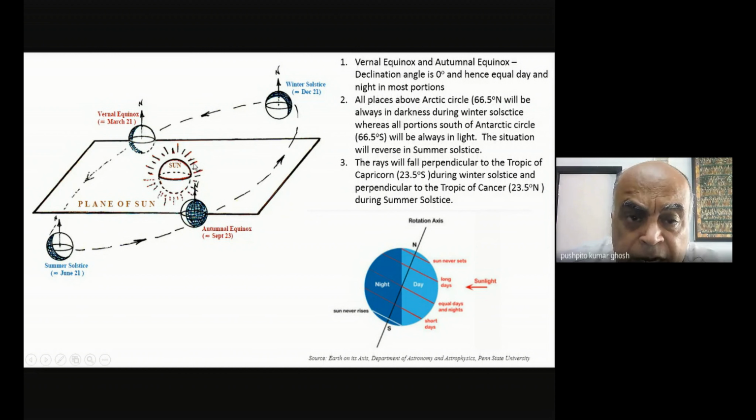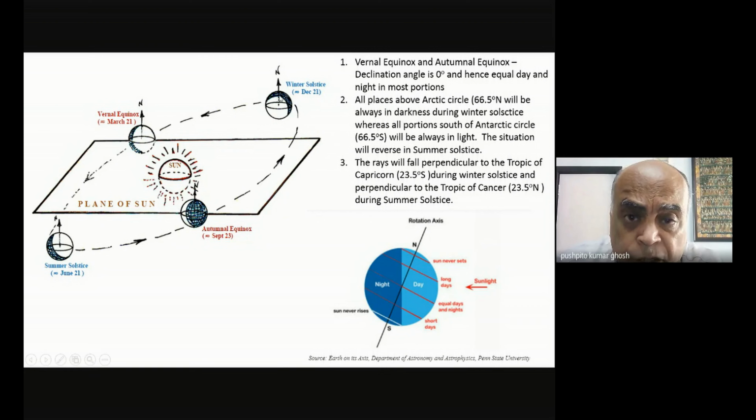These are such that the radiation which is reaching the Tropic of Capricorn is absolutely direct. It is perpendicular to the tangent over there. So it's direct radiation, and so maximum solar radiation is falling over there.